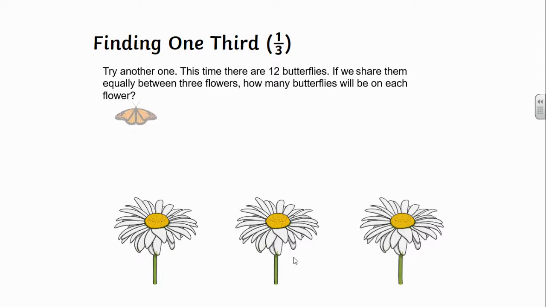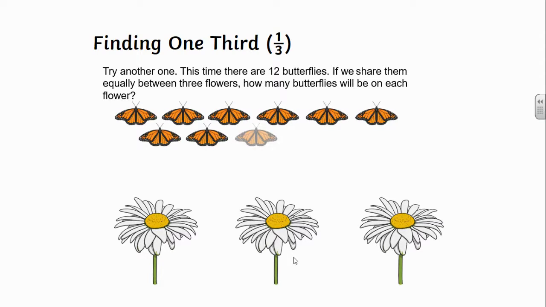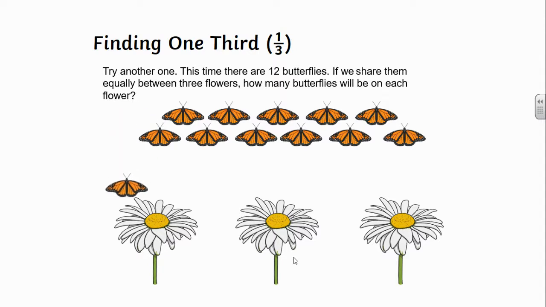Try another one. This time there are 12 butterflies. If you share them equally between 3 flowers, how many butterflies will be on each flower? Please have a go at it. Right, let's see.